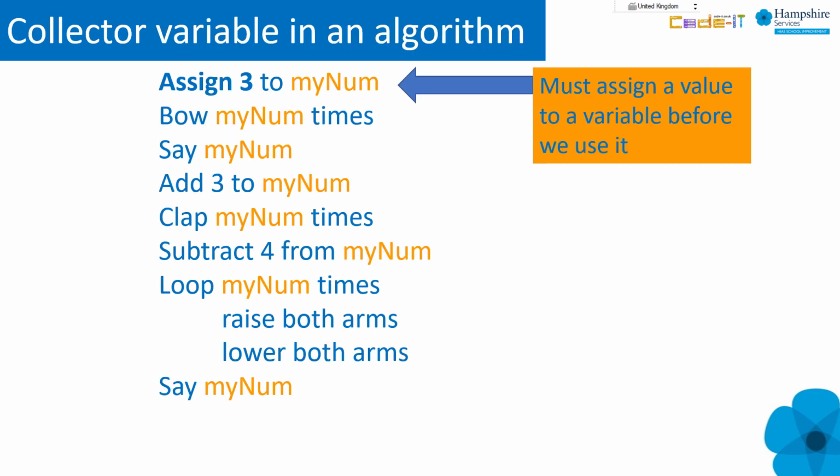Here we have an algorithm that uses a collector variable. Note how we have initialized the variable first by giving it a value before we use it. This is very important as it is impossible to change a variable using maths if you don't know what the starting value is.